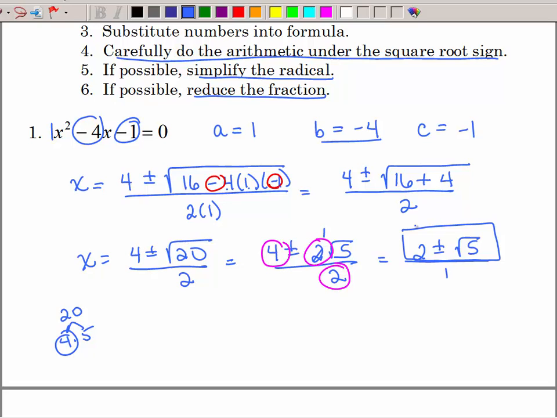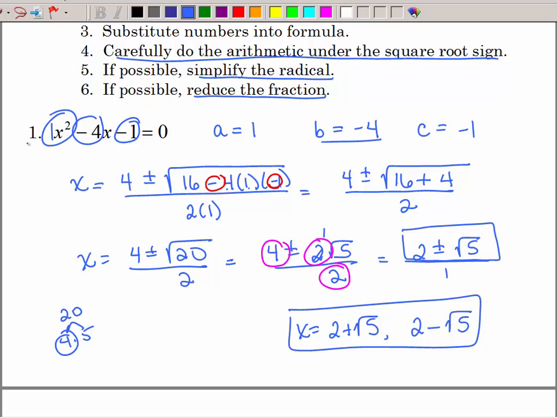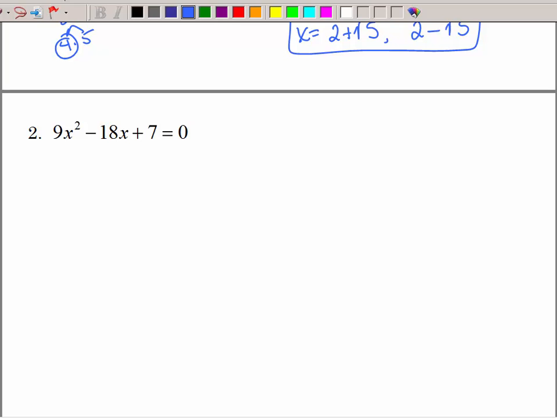Yes, that's two different answers. That says x is 2 plus the square root of 5, and it says x is 2 minus the square root of 5. A quadratic, a second degree polynomial, will have two answers. Let's look at the next example.